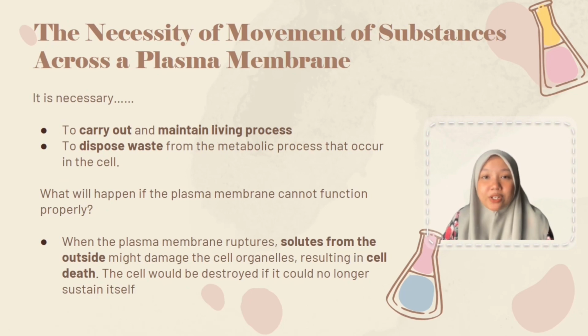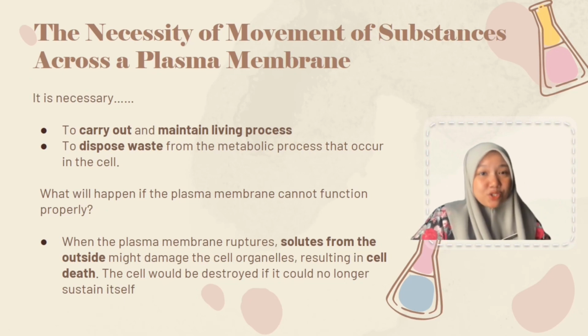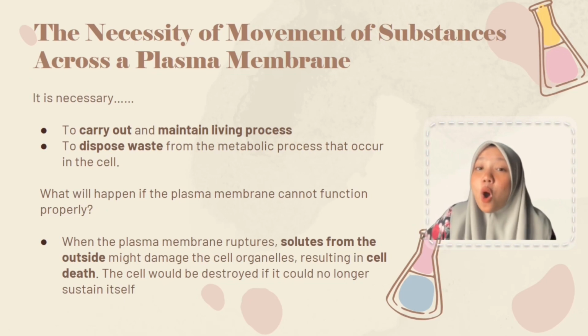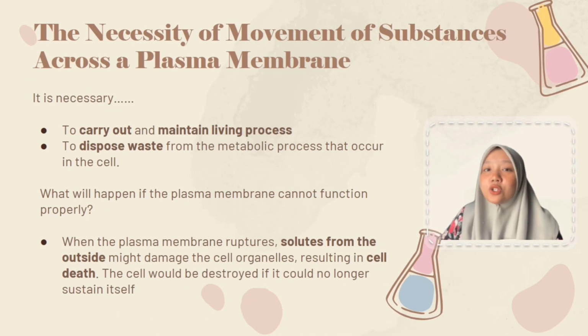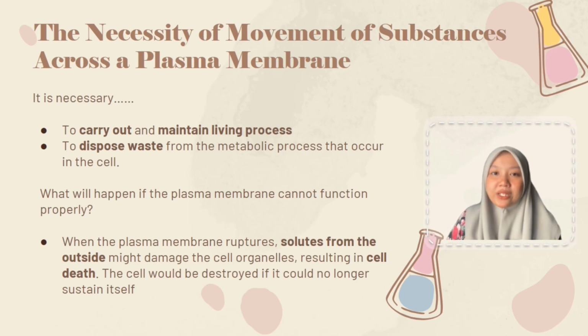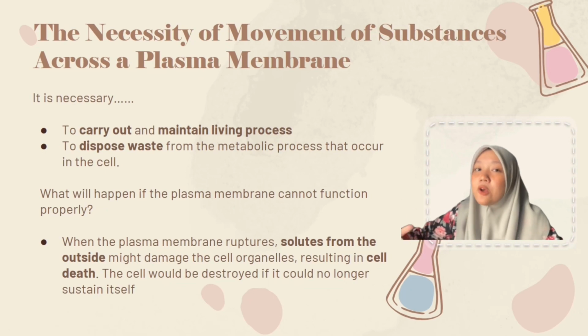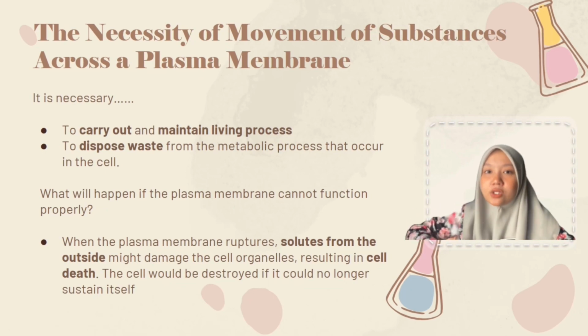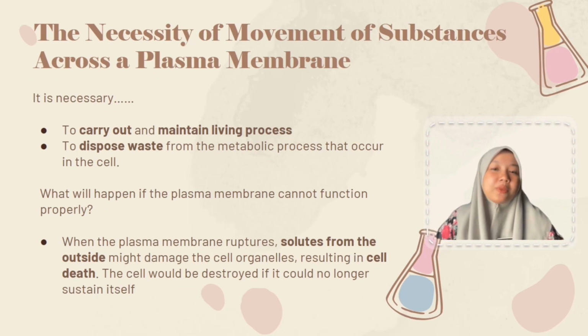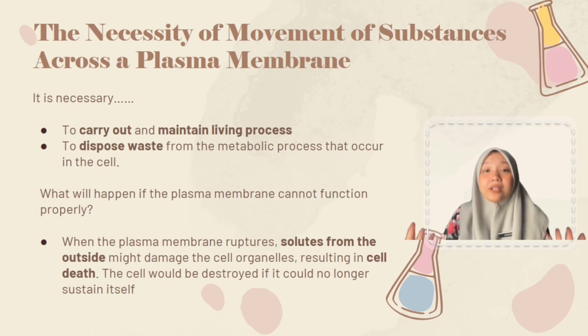It is also important for us to know that there is waste from metabolic processes that occur in the cell. So the cell does not need that thing anymore and wants to throw it out of the cell. So all the movement in and out goes through the plasma membrane. So damage to the plasma membrane will impact the cell. When the plasma membrane ruptures, solutes from outside will enter and might damage the cell organelle, resulting in cell death. The cell would be destroyed if it could no longer sustain itself.